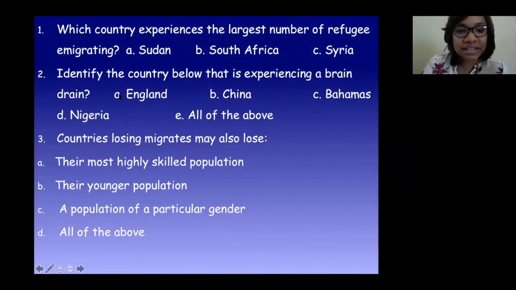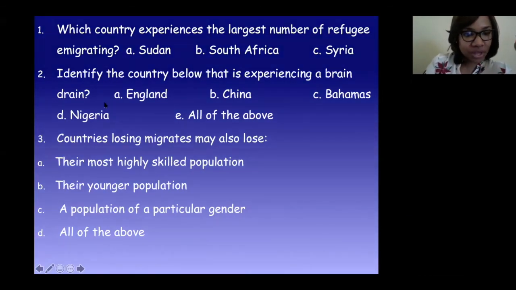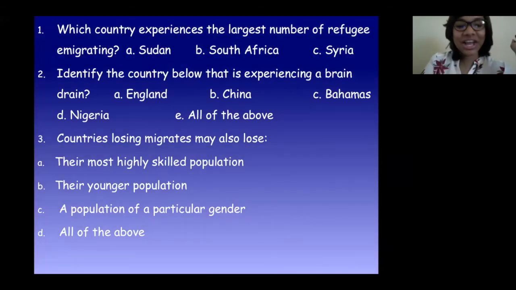Number 2, identify the country below that is experiencing a brain drain. Is it England? Is it China? Is it the Bahamas? Is it Nigeria? Which one of these countries is experiencing the brain drain? Someone said B, China. Anyone else? Ms. Sanders, I see you. Kashad, I see you. Paris, Nathan, you are all wrong. Okay, the answer is E, all of the above. All of these countries have experienced brain drain. Persons leaving the country, taking their skills with them.